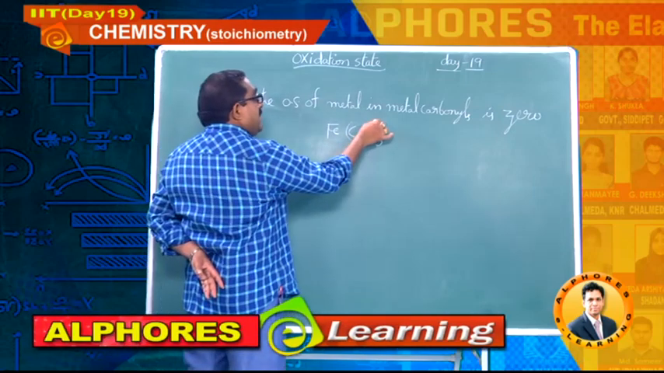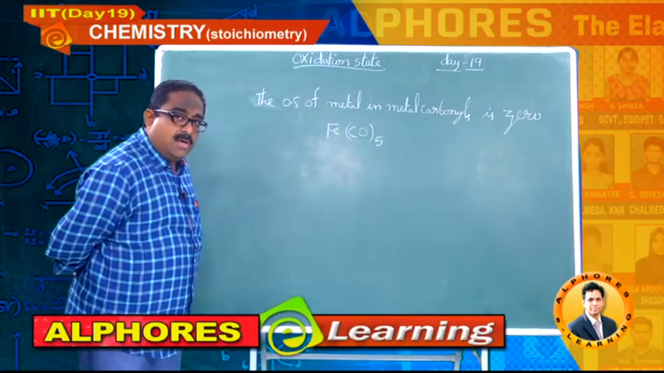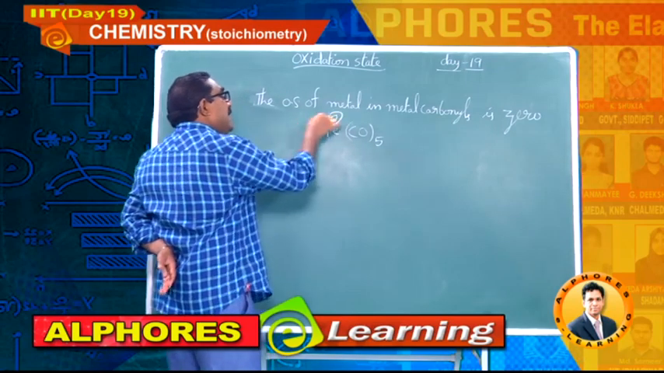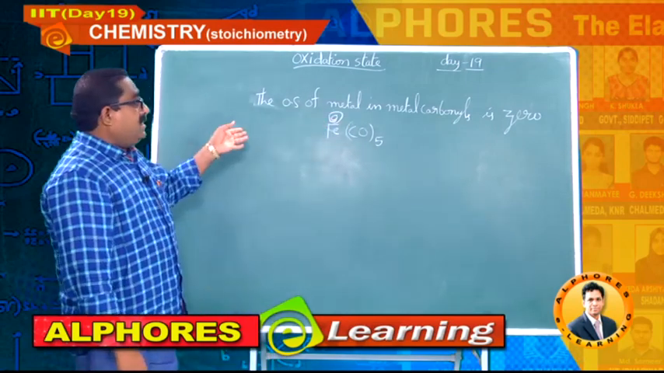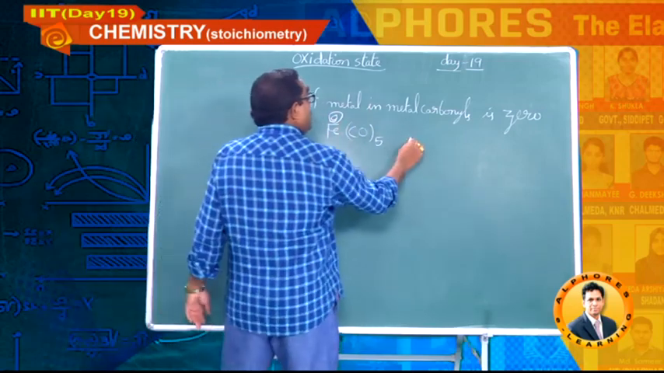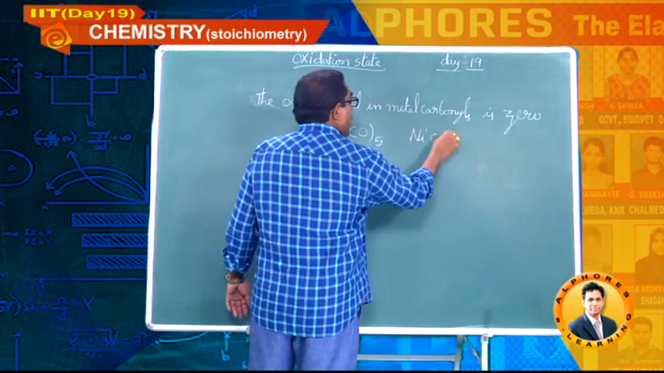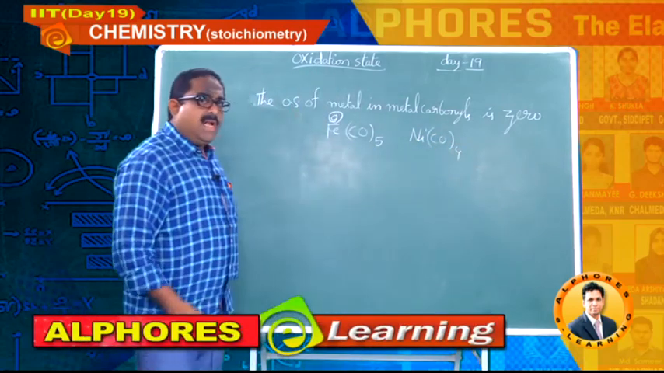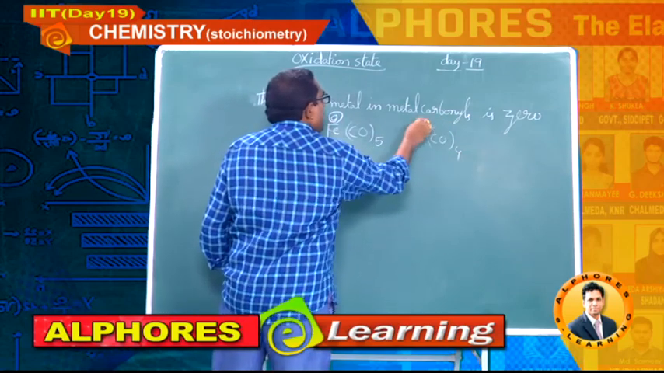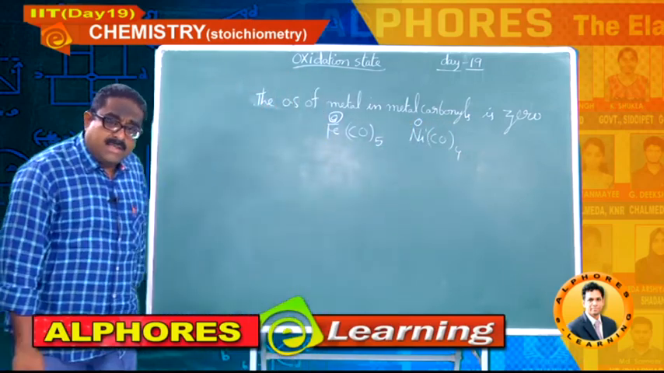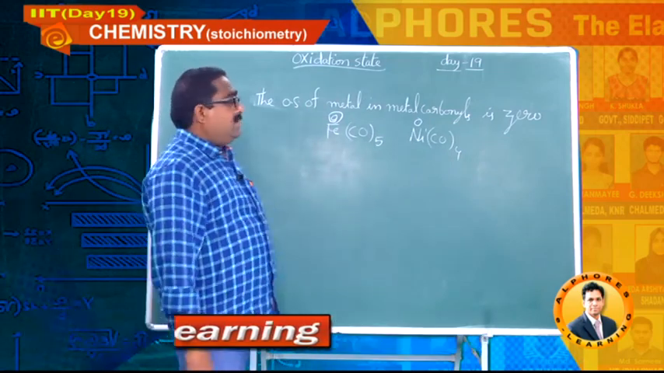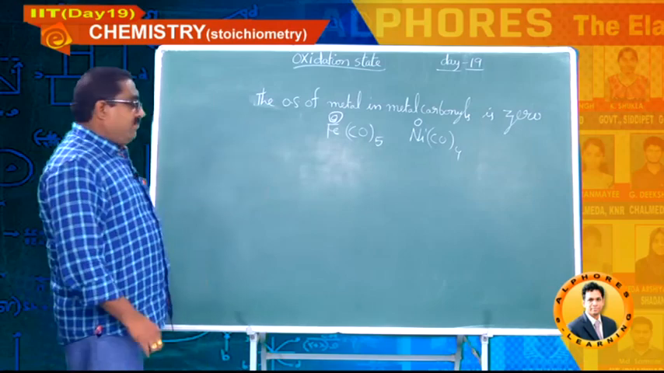Here carbon monoxide is a neutral molecule having no charge. So the oxidation state of iron you can take as 0. That's why I have written the oxidation state of metal in metal carbonyls is 0. Nickel tetracarbonyl, there also there is no charge for carbon monoxide and no charge for nickel. So you can assign 0 oxidation state for nickel in nickel tetracarbonyl. Note down, students.